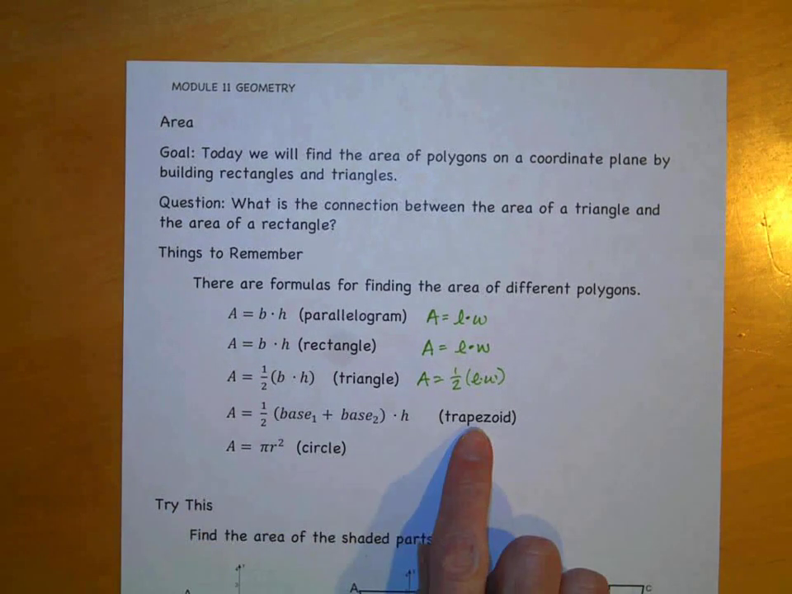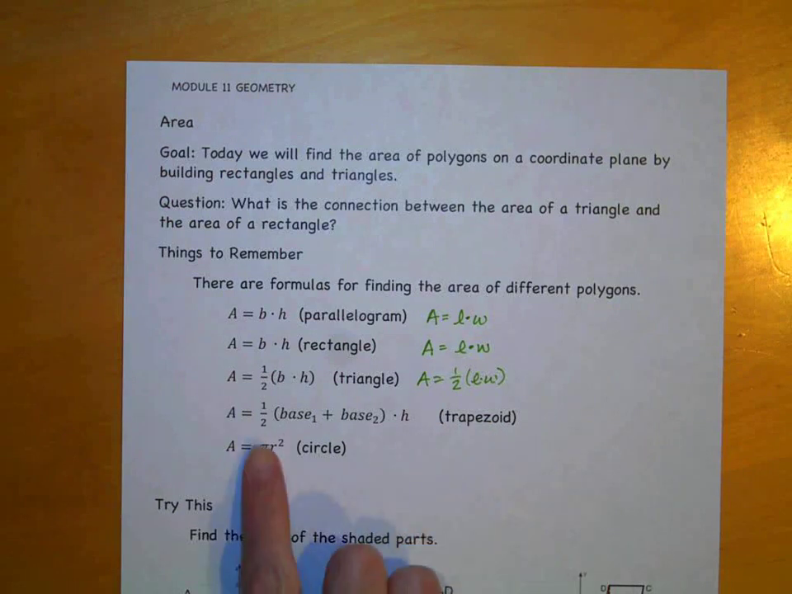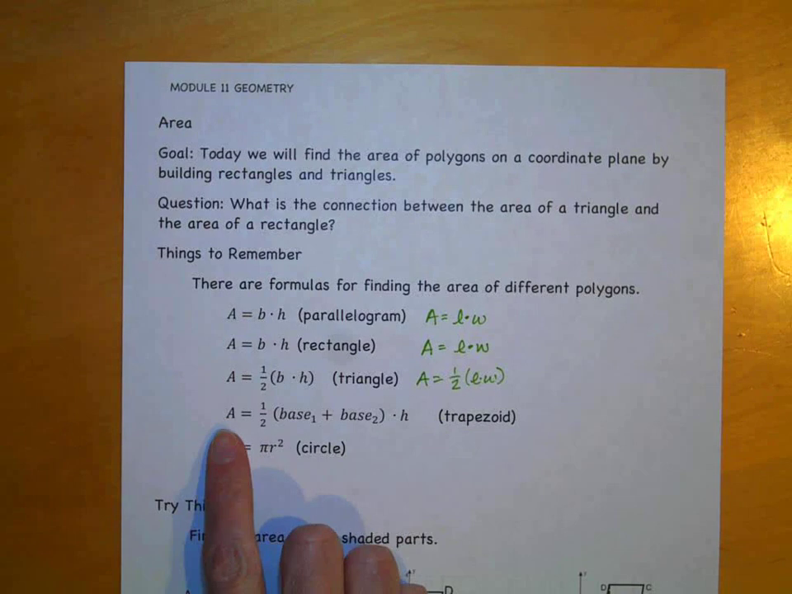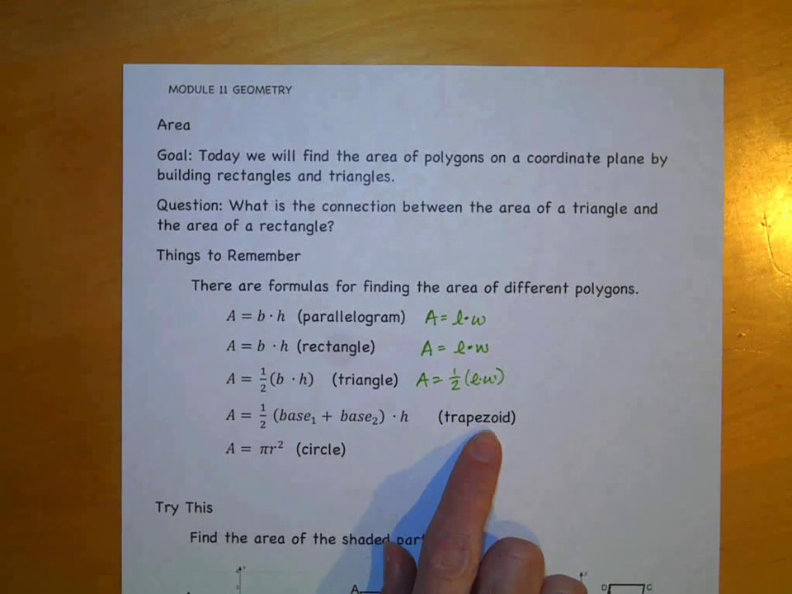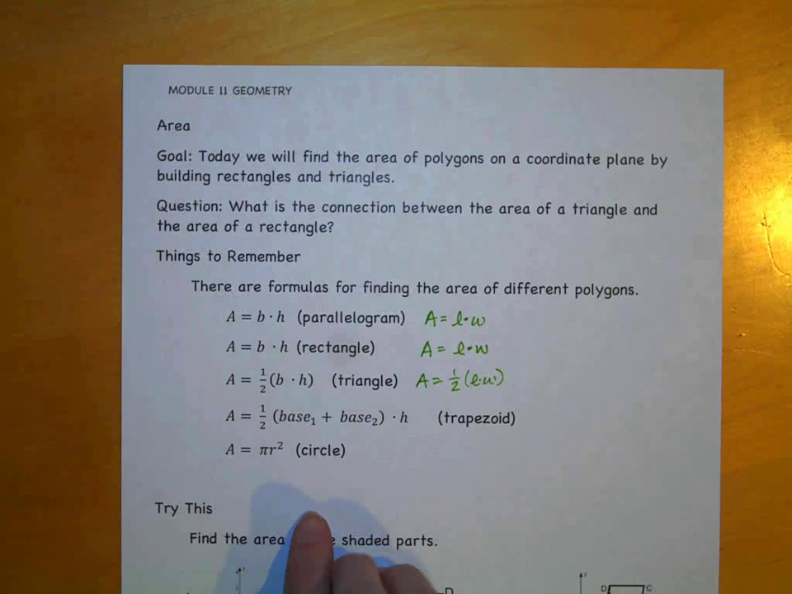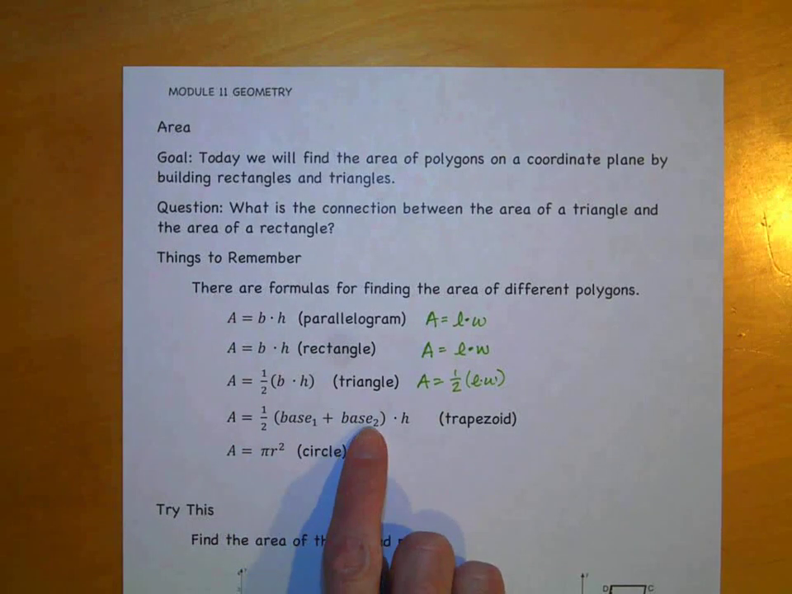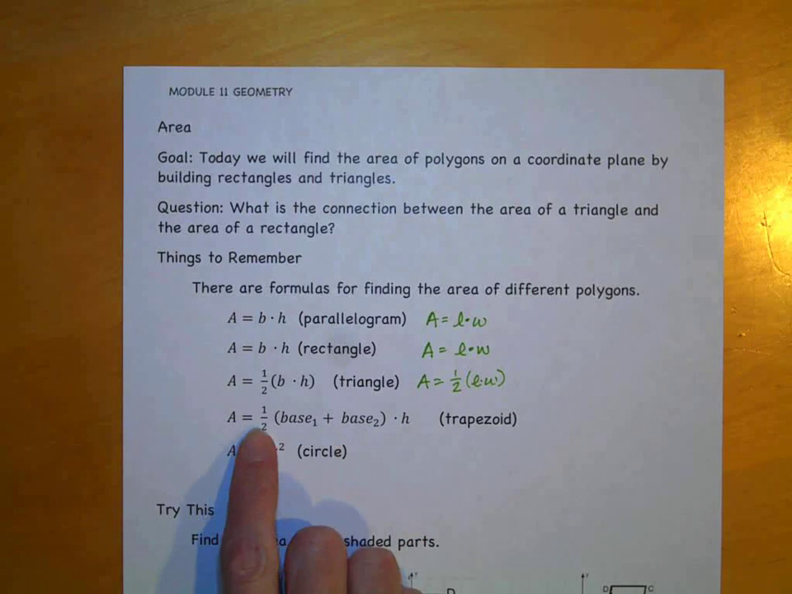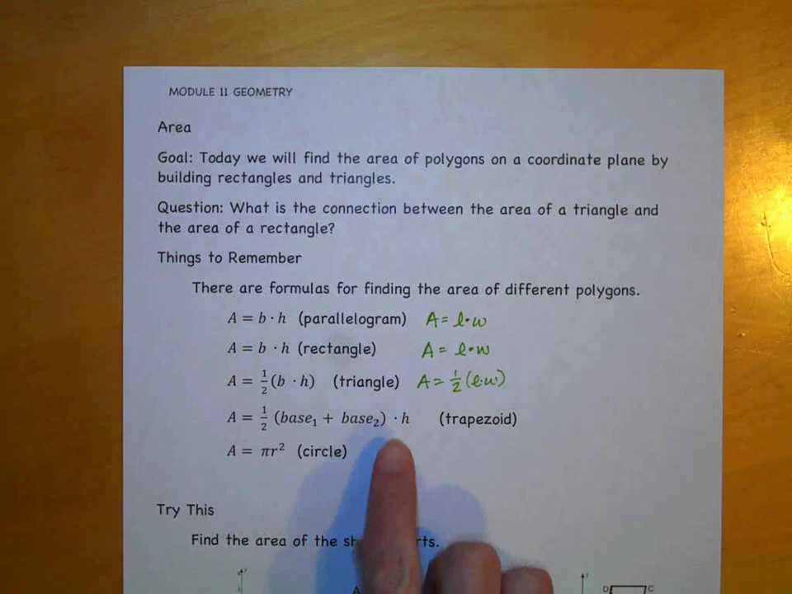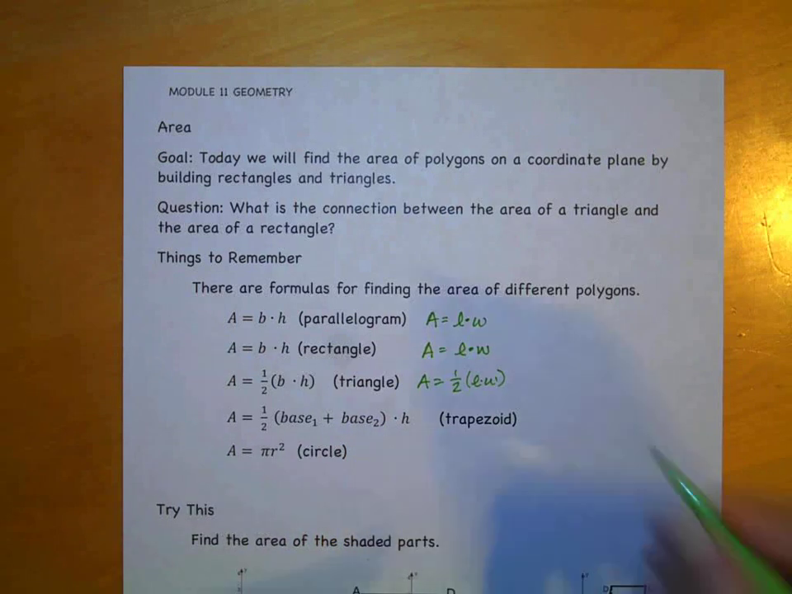Okay, area of a trapezoid. This one's new, and I don't remember if we actually talked about this or not, so we're going to go over it one more time. Area of a trapezoid is very fun, but you have to pay attention to what you're doing. So you take base 1 plus base 2, and then you multiply it by 1/2 or divide by 2. And then when you're done doing that, you multiply it by the height. So some of you are going, oh my gosh, I don't know what she's talking about.